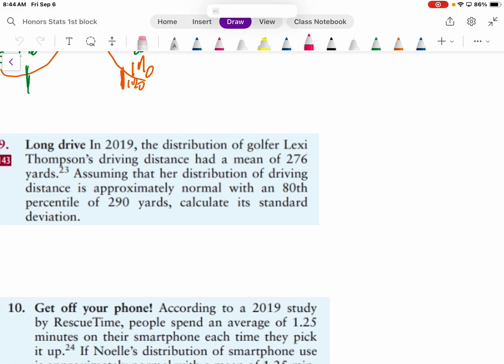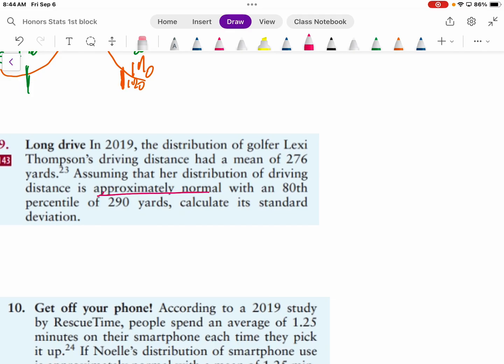Looking at number 9, in 2019, the distribution of the golfer Lexi Thompson's driving distance has a mean of 276. Assuming her distribution of driving is approximately normal. Remember, that's a key thing we phrased yesterday. Approximately normal means I can use a normal curve with an 80th percentile of 290 yards.